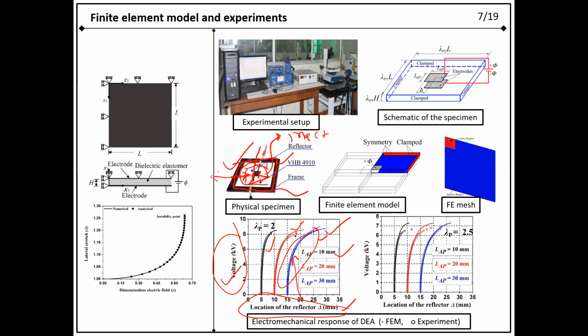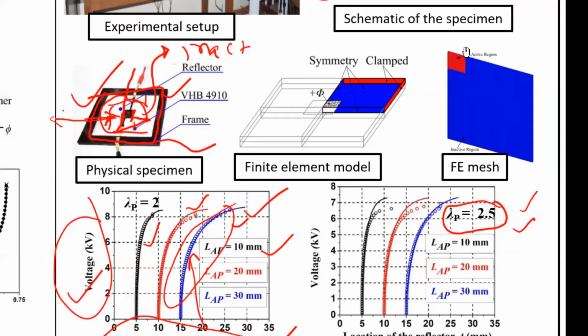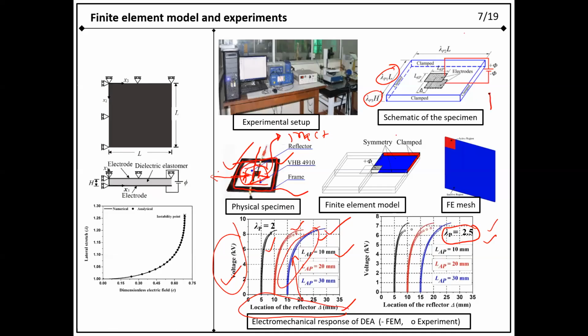Here lambda p is the pre-stretch. What will be this lambda p value? Lambda p is nothing but the pre-stretch. For example, let's say this is the membrane of length L. Initially we pre-stretch it to certain levels by applying mechanical load, and then we fix its ends with the help of this rigid frame.